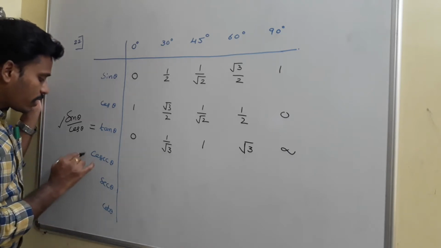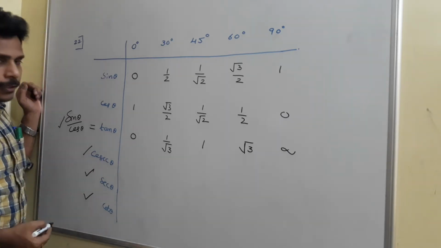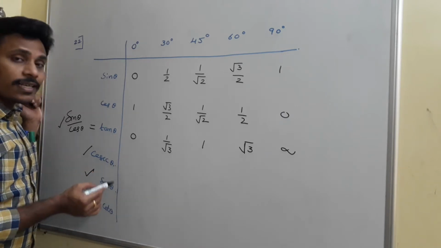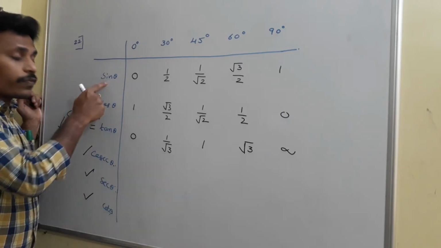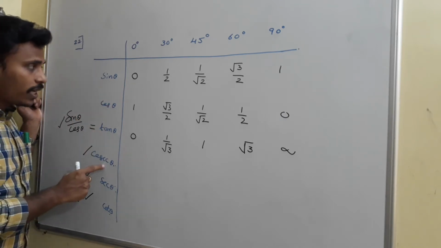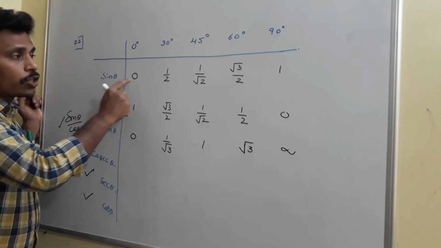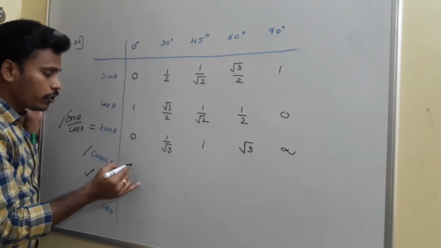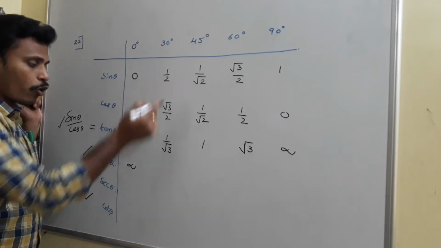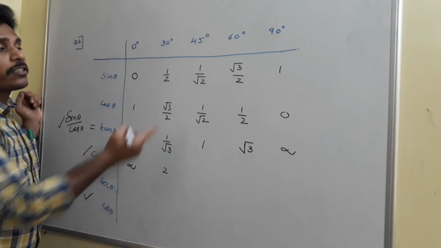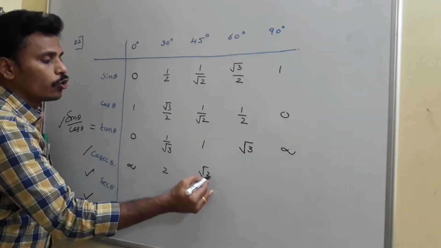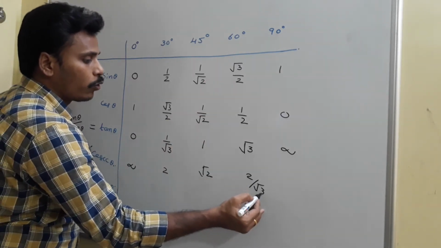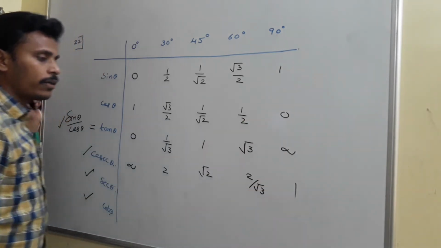Coming to cosecant theta, secant theta and cot theta, we know that these three trigonometric ratios are the reciprocals of sine, cos and tan. Cosecant theta is the reciprocal of sine theta. So if you take the reciprocal of each value of the first row, the reciprocal of 0 is infinite, the reciprocal of 1 by 2 is 2, the reciprocal of 1 by root 2 is root 2, and the reciprocal of sine 60 gives us cosecant 60, which is 2 by root 3, and the reciprocal of 1 is 1, so cosecant 90 is 1.